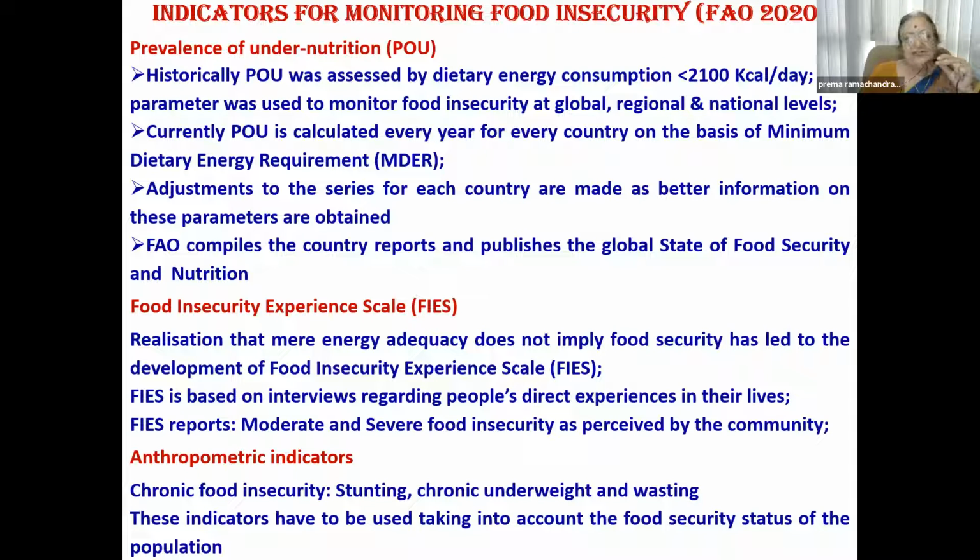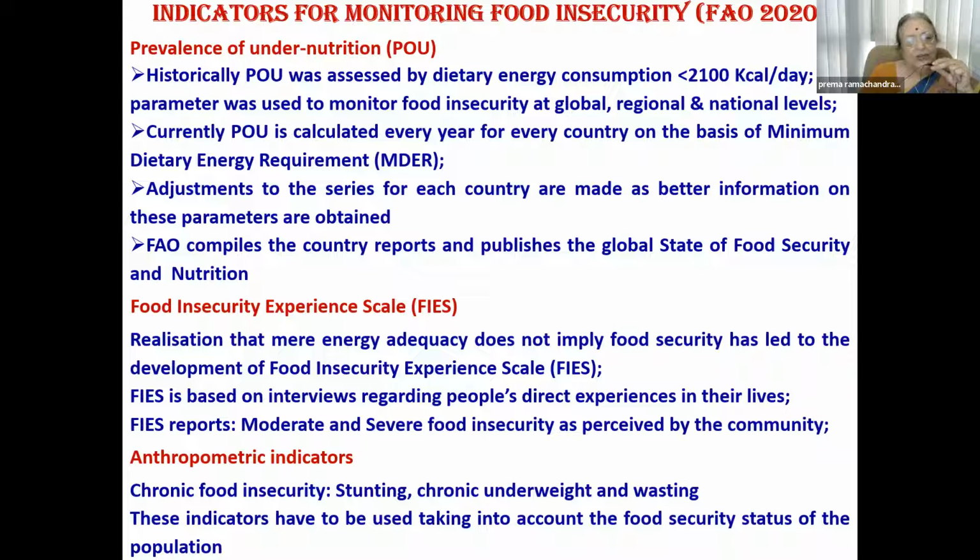Adjustment to the series in each country is made as better information on dietary intake and nutritional status becomes available. FAO compiles these reports, and currently these are called the yearly State of Food Security and Nutrition reports. But FAO, and globally every country, also recognizes that food insecurity is not all energy.